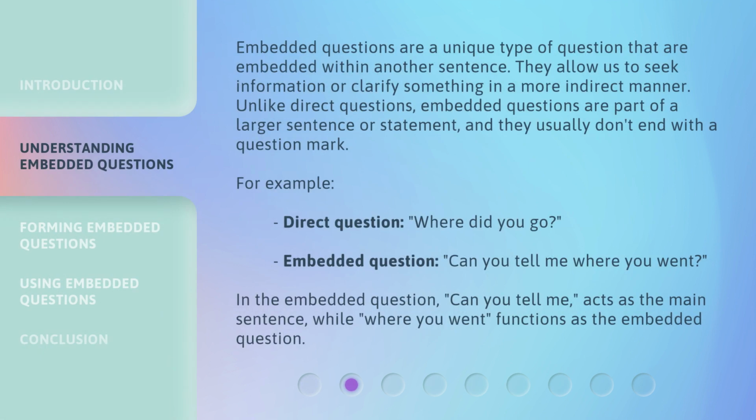Embedded questions are a unique type of question that are embedded within another sentence. They allow us to seek information or clarify something in a more indirect manner. Unlike direct questions, embedded questions are part of a larger sentence or statement, and they usually don't end with a question mark. For example, direct question: Where did you go? Embedded question: Can you tell me where you went? In the embedded question, "can you tell me" acts as the main sentence, while "where you went" functions as the embedded question.